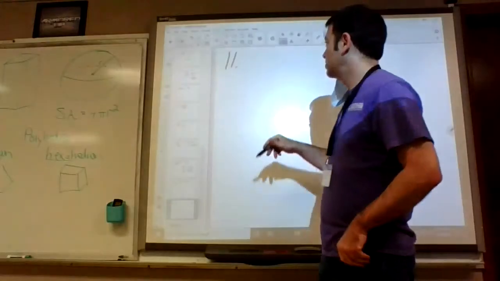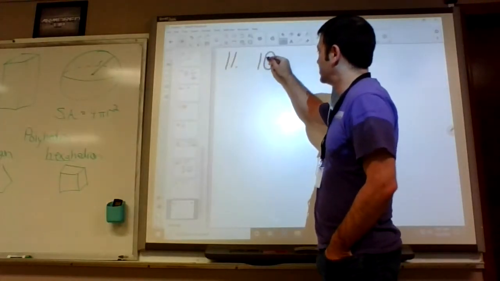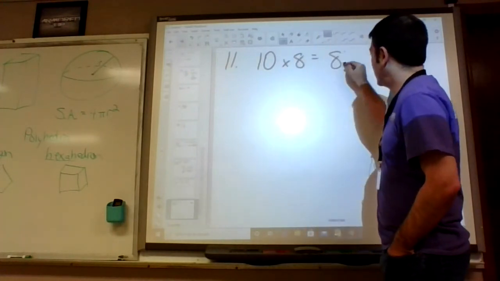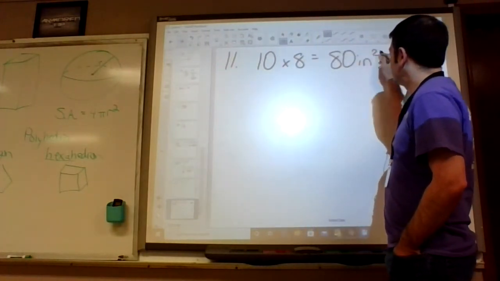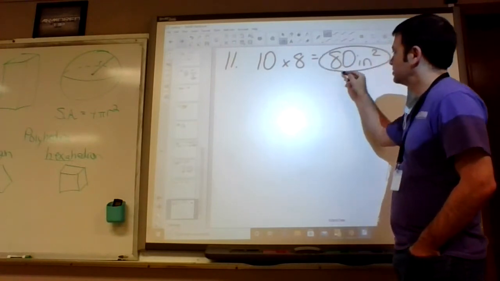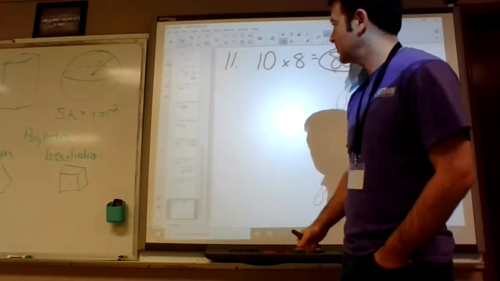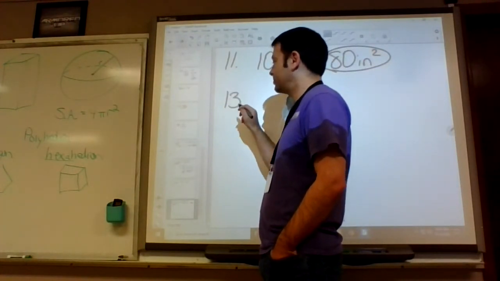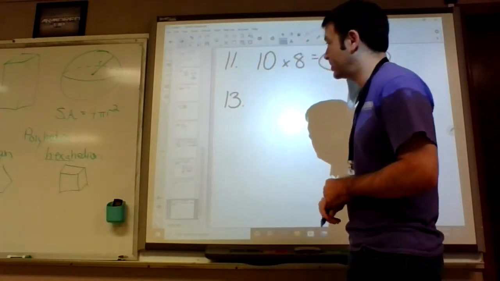80. Right, so if one side is 10 and there's 8 sides, then you're just going to have 80 square inches. See how easy that was? Easy peasy. Now, unfortunately, the rest of them are a little bit harder, but they're not that bad.